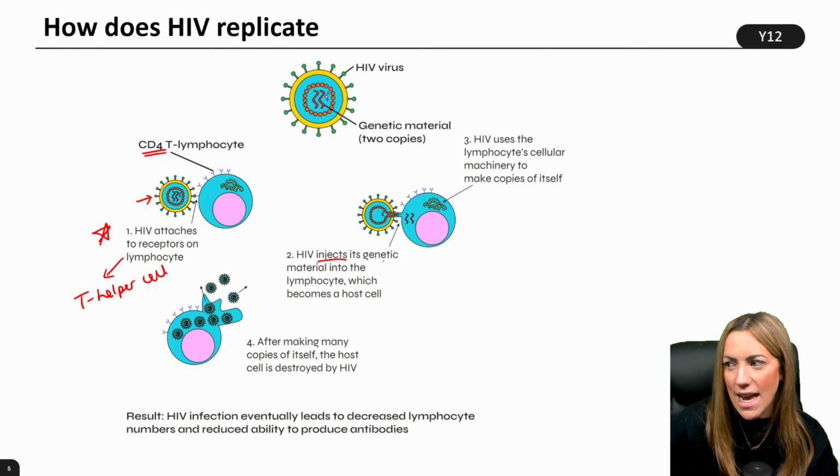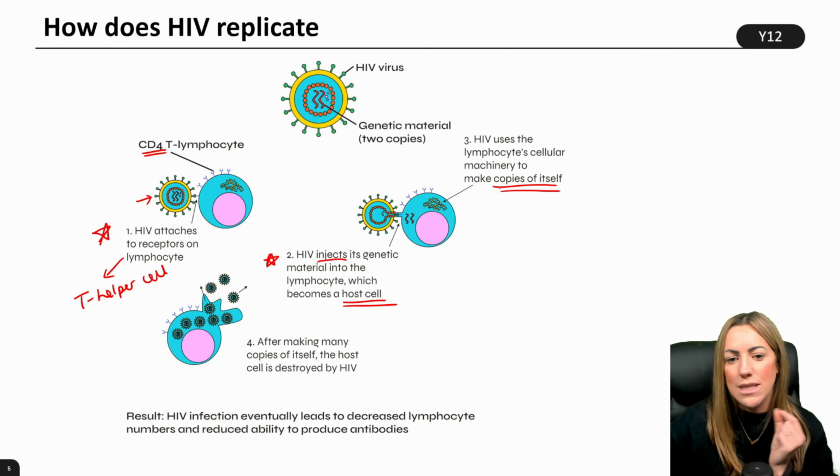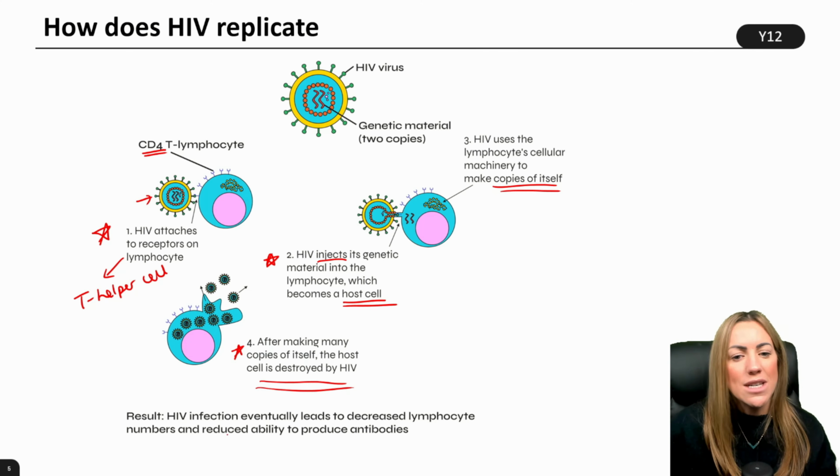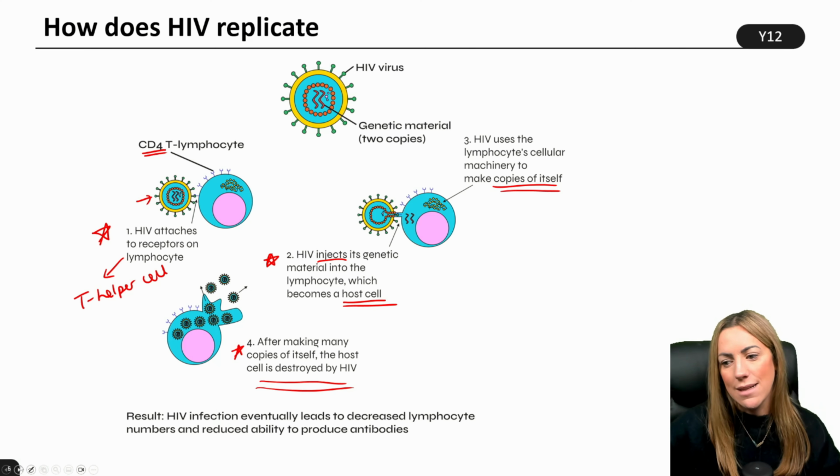The HIV then injects its genetic material into the lymphocyte. So it's becoming a host cell, as we describe it. Remember, reverse transcriptase does need to convert the viral RNA into DNA before it can actually be inserted into the host cell's DNA. The HIV is then using the lymphocyte's cellular machinery to make copies of itself. So it's using the cell to make viral proteins, which will then be assembled into new HIV viruses. And after making many HIV viruses, they're going to burst out of that T helper cell and destroy that T helper cell. And obviously they're then going to go on to attach to and infect more T helper cells.